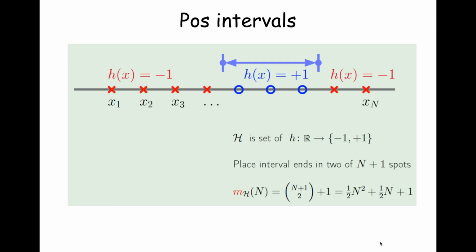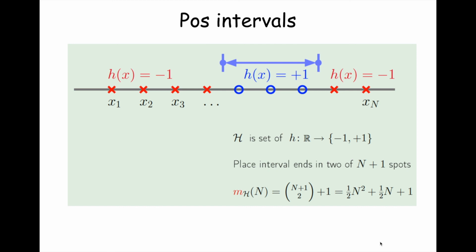And the semantics of the positive intervals hypothesis set is such that you choose a left anchor point, you choose a right anchor point, and all of those in-sample points whose values fall between the left and the right anchor points are going to be labeled +1 by the hypothesis. And all of those in-sample points whose values are outside of the left and right anchor points, to the left and to the right, are going to be labeled -1. Does that make sense? Okay.